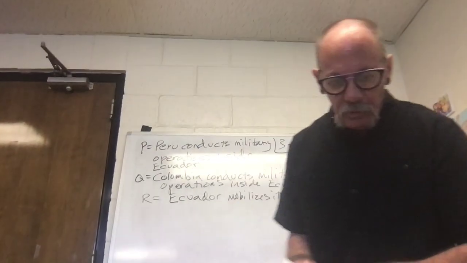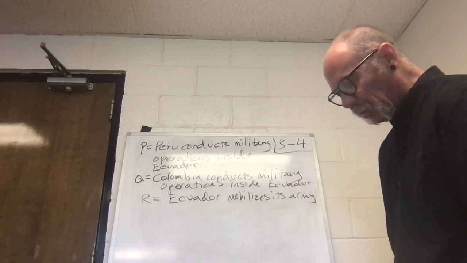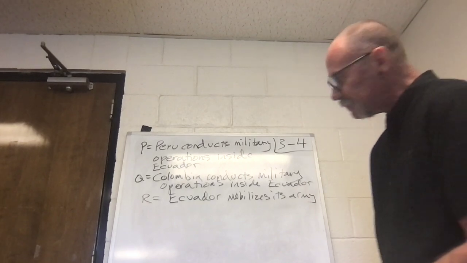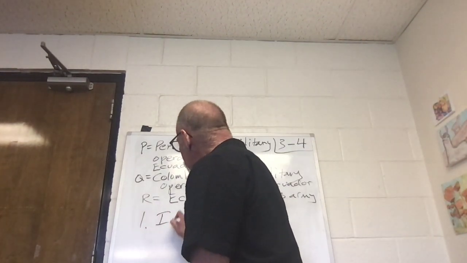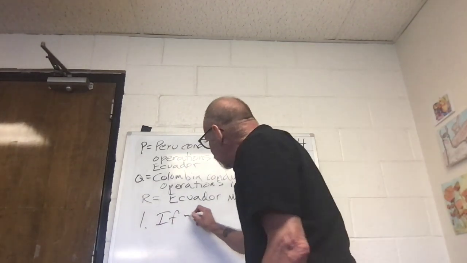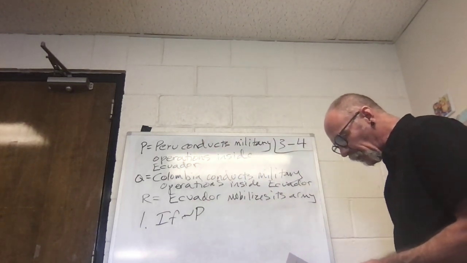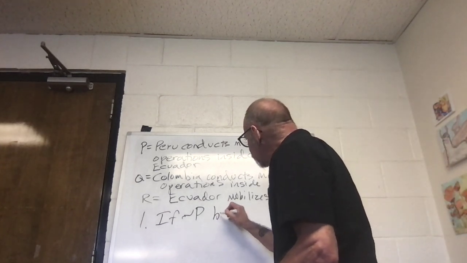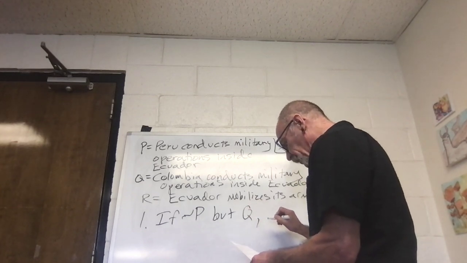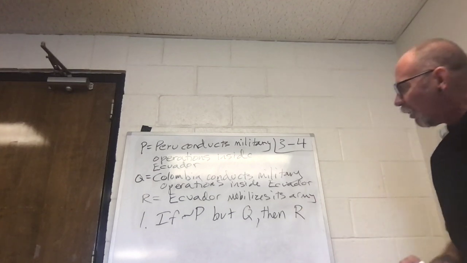All right, let's start with number 1, which says, if Peru does not conduct military operations inside Ecuador, but Colombia does, comma, then Ecuador will mobilize its army. So let's see. Doing our intermediate step, we've got if Peru does not. Notice the word not, that's indicating negation, so let me put the negation sign there. Then we've got but, indicating logical structure. Colombia does, that's Q, comma. Then Ecuador will mobilize its army, that's R.